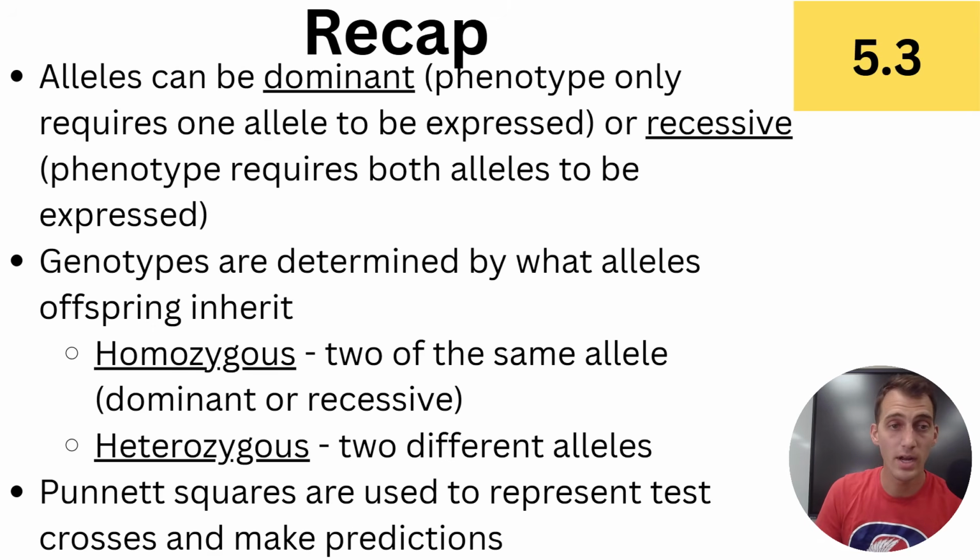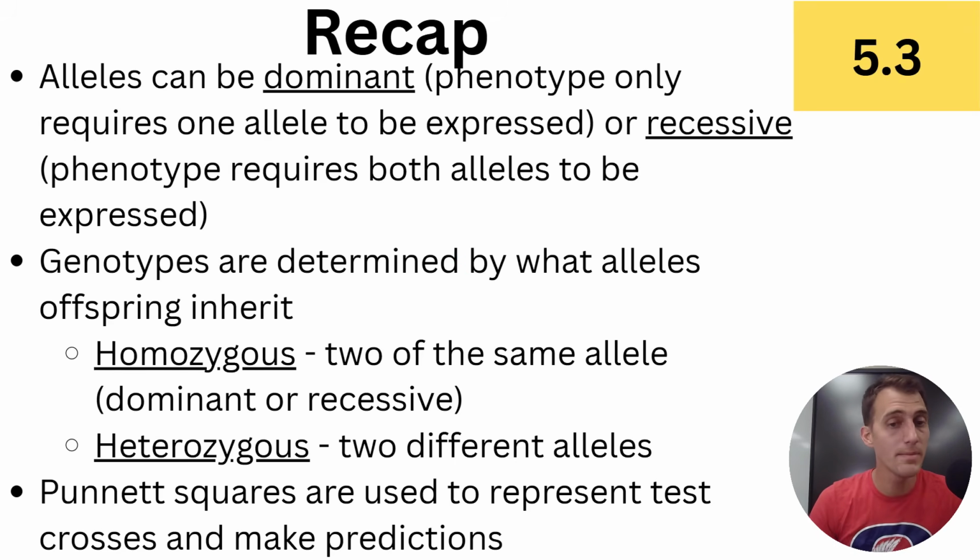Genotypes are determined by what alleles offspring inherit. Just like we looked at the pea plants, the purple ones inherited two of the same alleles or one of each. Homozygous can be dominant or recessive depending on whether you inherit two dominant alleles or two recessive alleles, but heterozygous means you inherited two different alleles. And usually if you're heterozygous, you're going to express the dominant phenotype, because one dominant allele is present, and that's what makes it dominant.